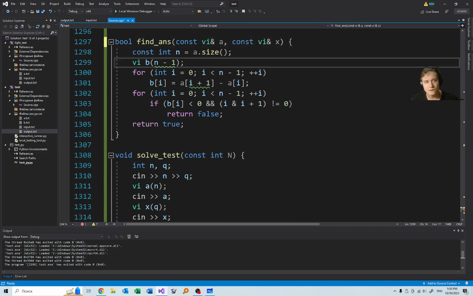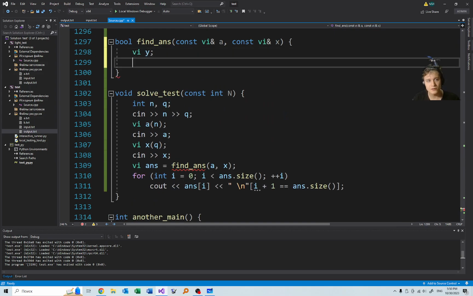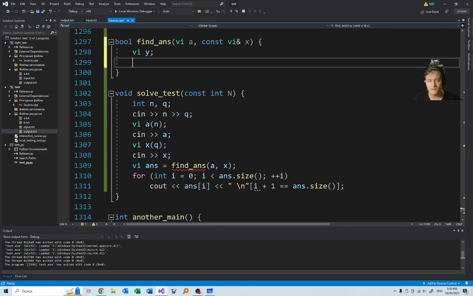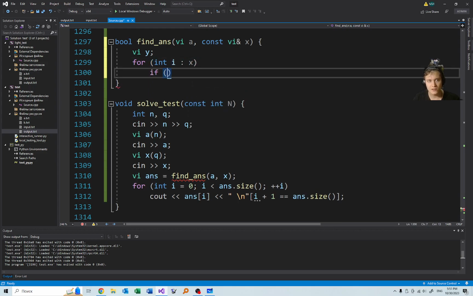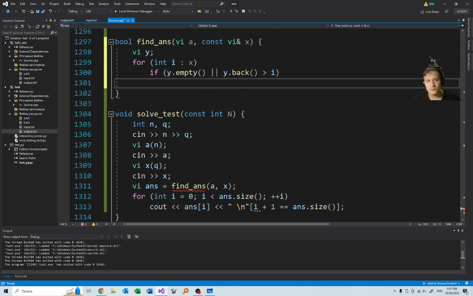So instead of the whole vector x, we just store a non-increasing subsegment, or even a decreasing subsegment. So we go through all numbers x. If y dot empty or y dot back is greater than x, in this case we push it.